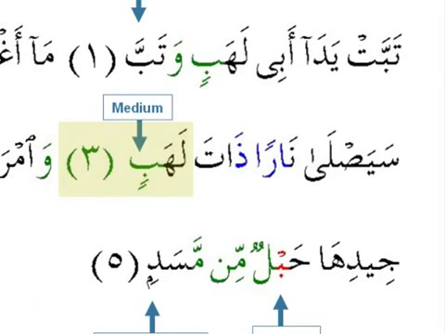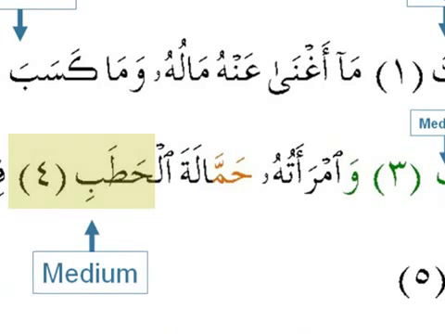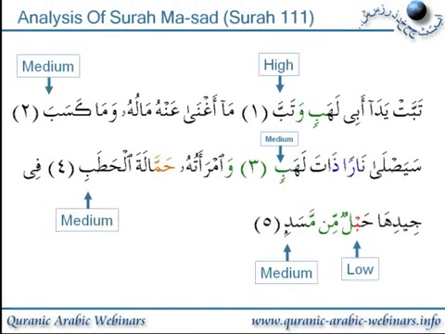Third one, lahab. Fourth one, hatab. And then on the last line, we've got a low one because it's in the middle of the word, so it's haba. And then we've got a medium one again, masad.